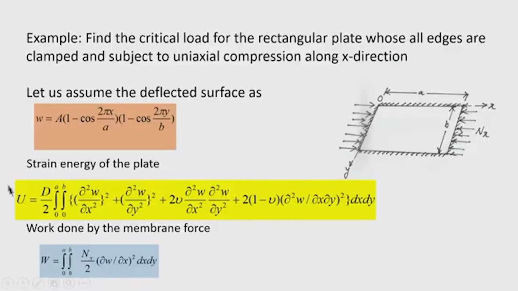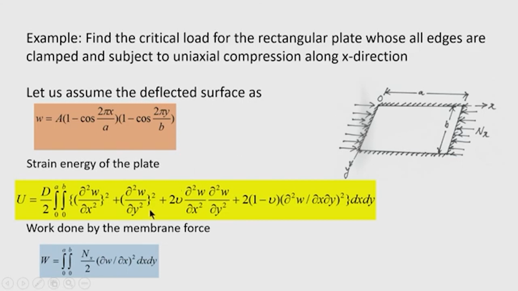So, the strain energy of the plate can be written now: U is equal to D by 2, where D is the flexural rigidity of the plate, integration 0 to a, 0 to b, of the curvature along the x direction squared plus the curvature along the y direction squared plus 2 mu del square w del x square into del square w del y square plus 2 into 1 minus mu into the square of del square w del x del y, dx dy. Okay. The plate is subjected to uniaxial compression.